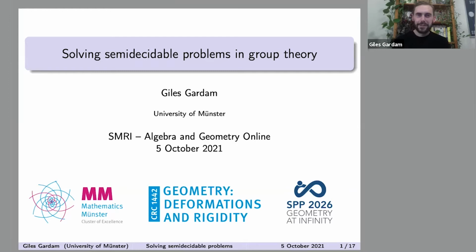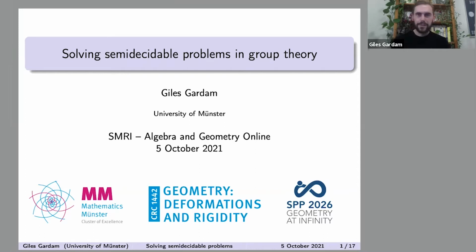So today I want to talk about how to solve some problems in group theory, or at least how to try and solve them. I'll start with saying what I mean by semi-decidable problems, and then get into some examples and some situations where we have certain strategies and tricks that work out. This is material from a paper in preparation. The key success story here is producing a counterexample to the Kaplansky unit conjecture. But that's not the only example of where these methods can apply.